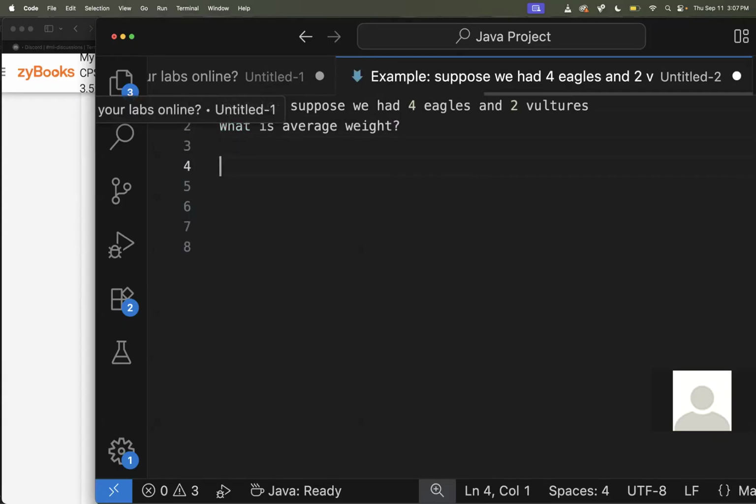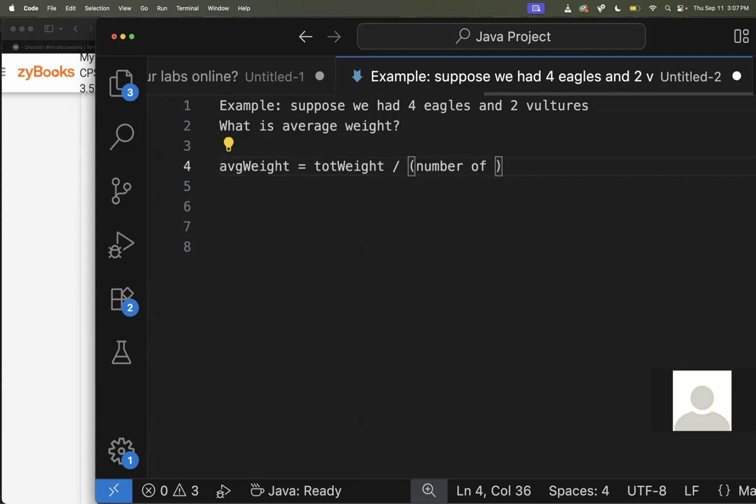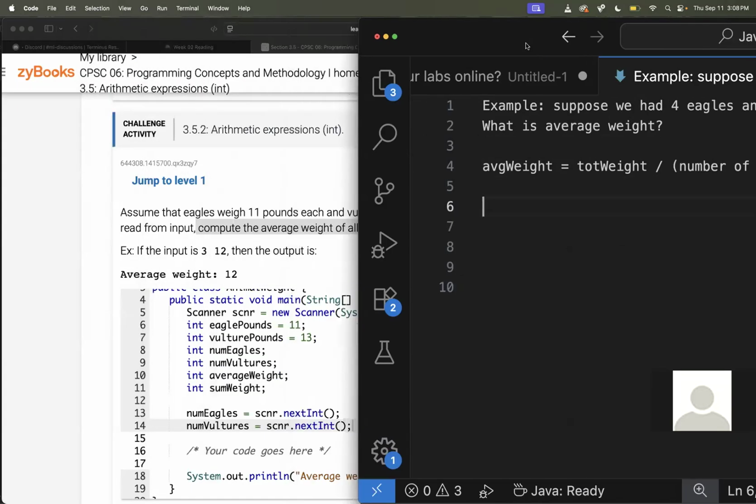Well, what you have to do to get the average weight is it's going to be the total weight, and then you want to divide by the number of, like, birds or whatever, right? That's how you would do it. Now, I made up variable names here, but if you were trying to calculate the average weight of the birds, it would be the total weight divided by how many birds you had.